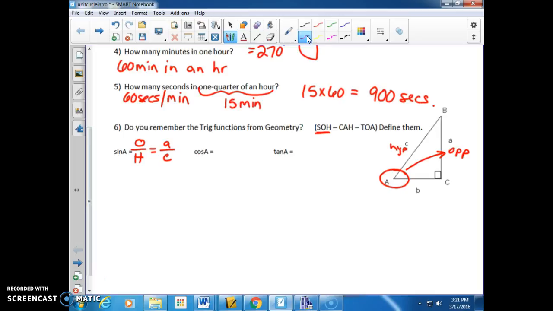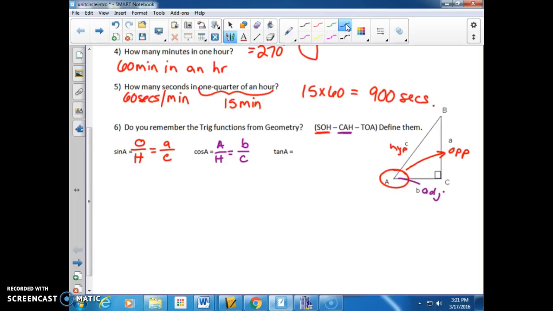For cosine, we're still going from angle A. So the only thing that we have to add in cosine, CAH, is the A and the H. That A comes from the adjacent side, which in our diagram is B. So adjacent means next to, so it's really the one that's next to the angle. It's not the hypotenuse. So we have B over C. Because remember, cosine is A over H.